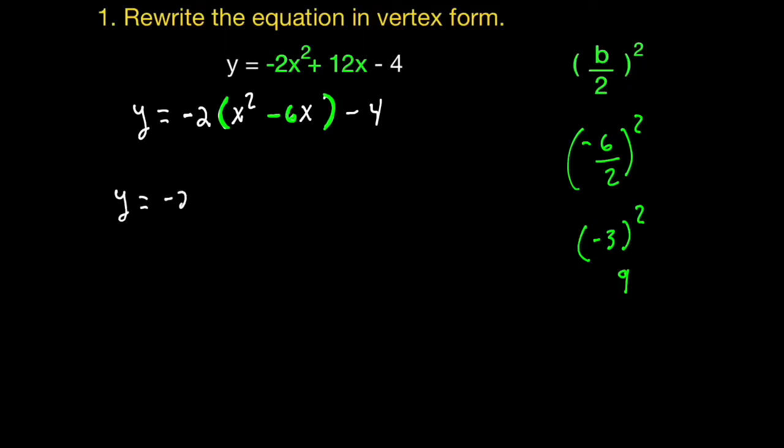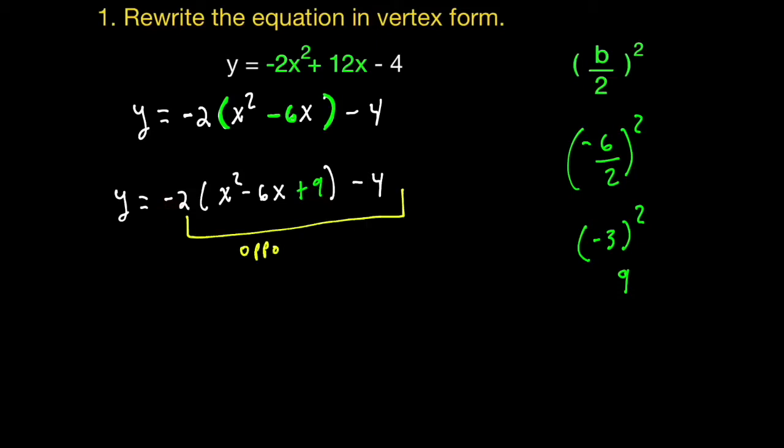This means that I have negative 2 multiplied by x squared minus 6x, and then we're going to add 9 to get the perfect square trinomial, and we have minus 4. To maintain the equality, we need to cancel out whatever it is that we included right here inside of the parentheses. But because we have a factor of negative 2, in order to get the correct quantity, I'm going to get the opposite term. The opposite of negative 2 is going to be positive 2. And I will multiply it by the quantity that I used to complete the square here. That's going to be a positive 9.